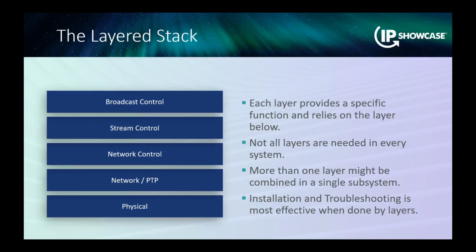So we have those 5 layers: the physical layer, the network and PTP layer. Then we have a layer of network control, a layer of stream control, and a layer of broadcast control. Physical and broadcast control we had previously as well. And with these layers, they each have their specific function, but not necessarily every layer is an individual system.